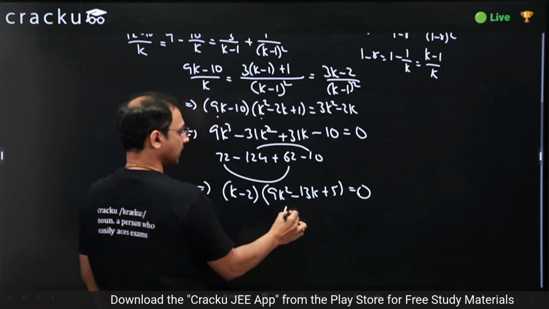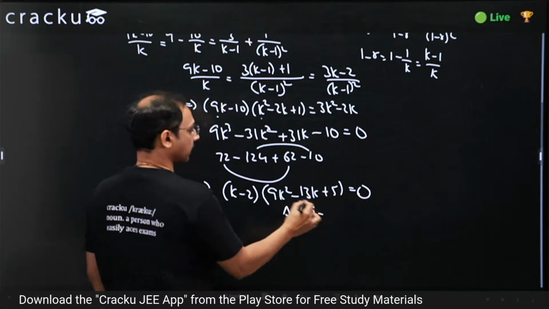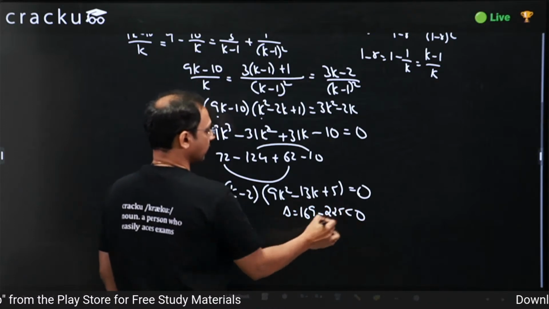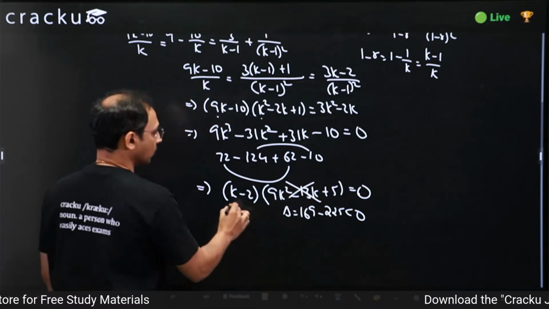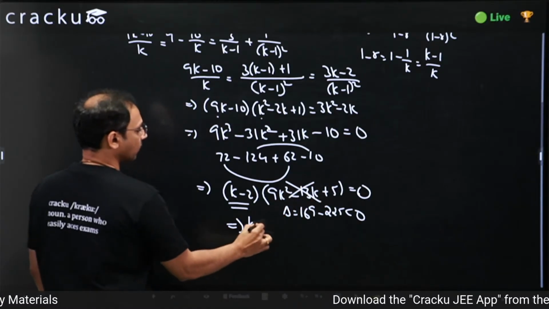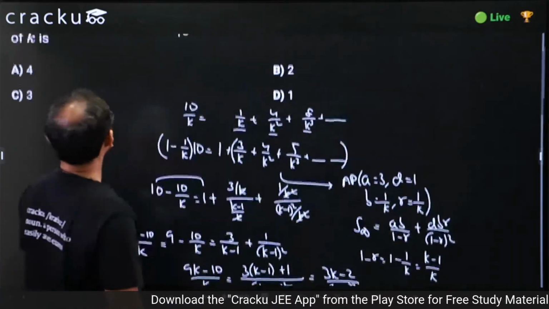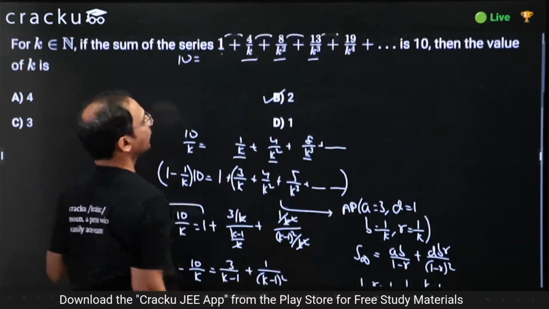So here the discriminant is b square minus 4ac. This will be minus 225, which is negative. So here I'll not have any real roots. So the only real root is k is equal to 2. So the second option is the correct answer.